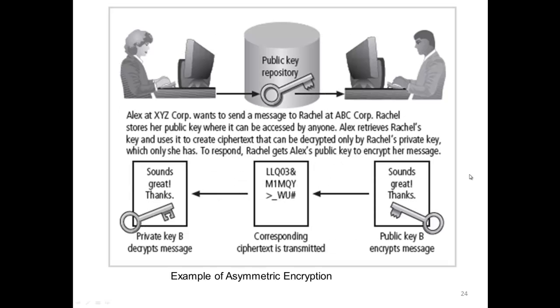described graphical representation. Again, we have Alex wants to send Rachel a message. Rachel stores her public key where anybody can get it, some sort of public key repository. Alex goes out and grabs Rachel's public key, uses it to create ciphertext that can only be decrypted by Rachel's private key, which she has stored on perhaps her thumb drive or on her computer. To respond, Rachel has to go out and get Alex's public key and encrypt her message to him. Again, only his private key would be able to decrypt a message that was encrypted with his public key.